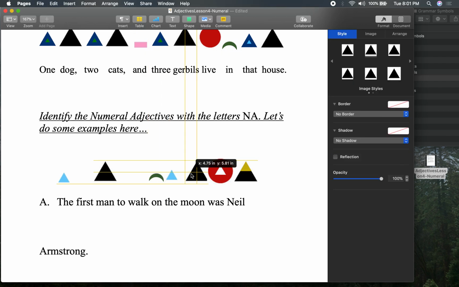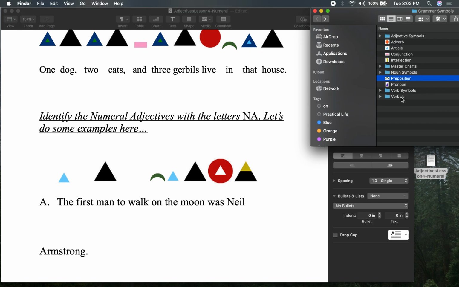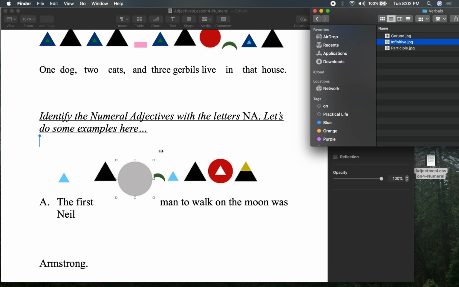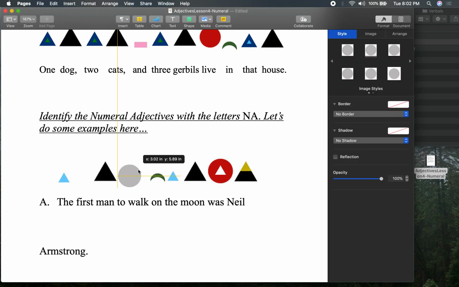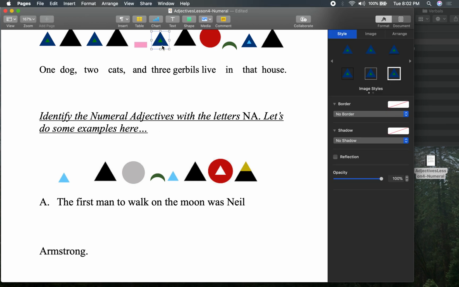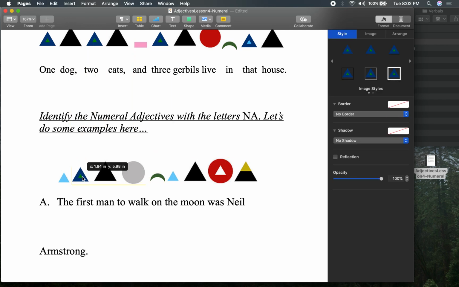As where he walked. And to walk, is to a preposition? Well, no, it's not, because walk is a verb, and a verb coming after to usually tells us that that is an infinitive, a verbal. So we'll put our verbal there. Here we go. There you go. And now we have first, modifies man. You guessed it, that is our numeral adjective. So there is that one.